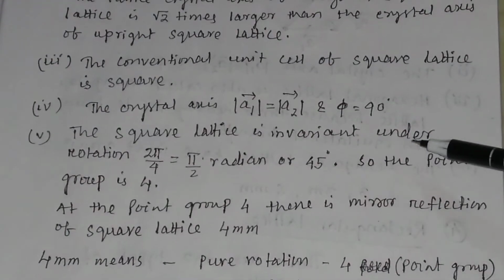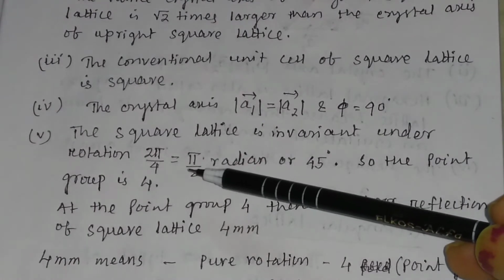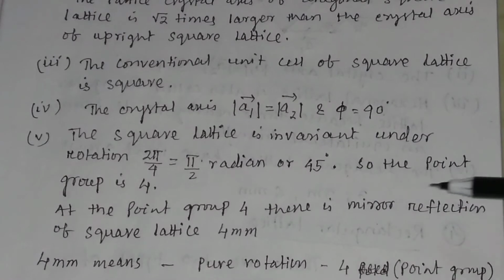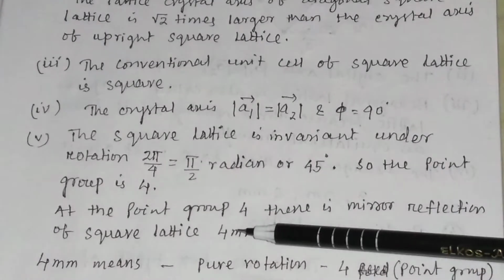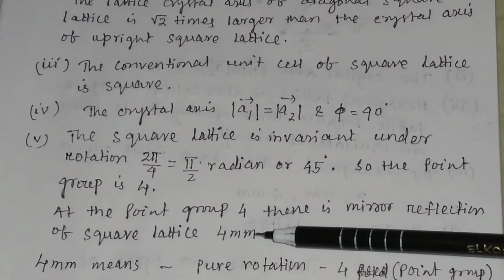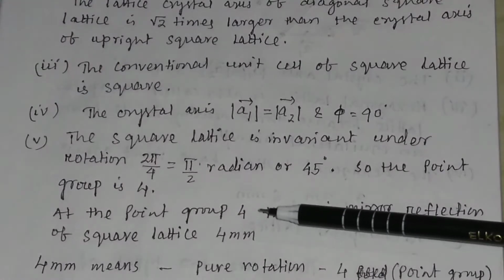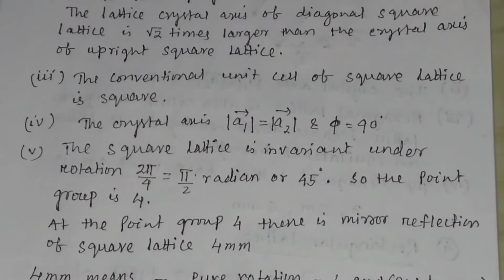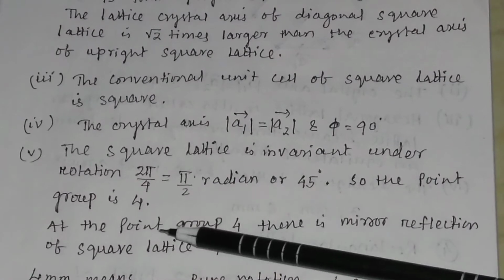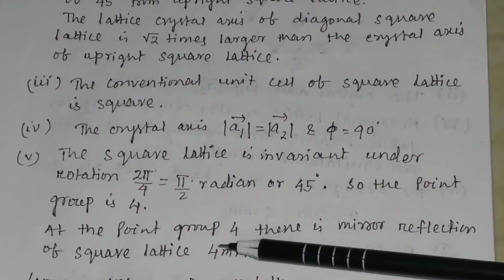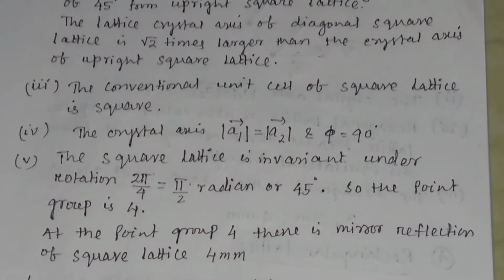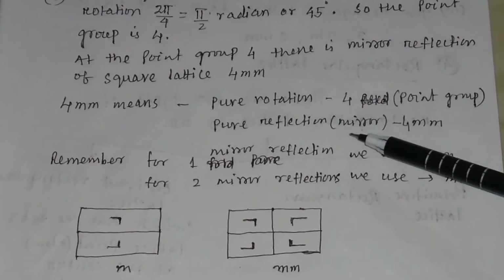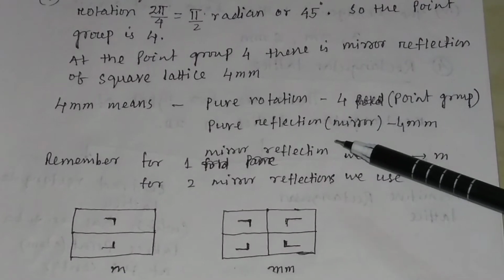The square lattice is invariant under rotation by 2 pi by 4, or pi by 2 radian, or 90 degrees. So the point group is 4. With the point group 4, there is also mirror reflection of the square lattice, and the point group for this reflection is 4mm. So the square lattice has 2 point groups. One is 4, another one is 4mm. Remember, here 4 stands for pure rotation and mm stands for reflection or mirror reflection.